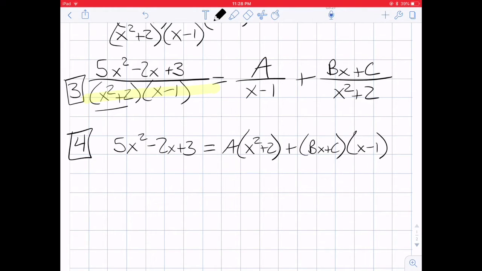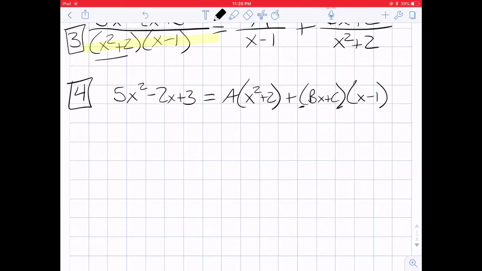Make sure that you remember to keep the parentheses here around the Bx plus C. If you don't have it, it might look like you were just multiplying C by the x minus 1, and that will give you the wrong answer. Make sure to group correctly.